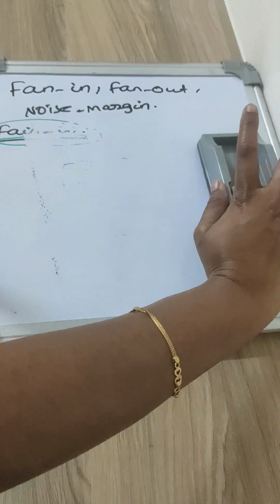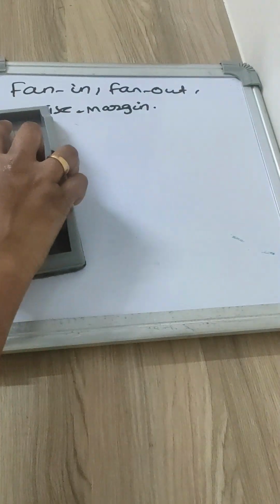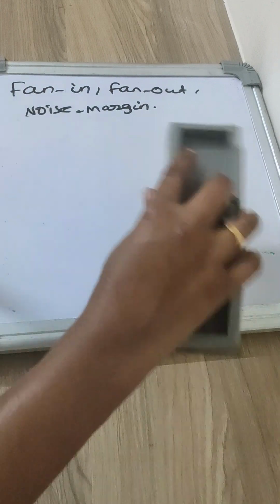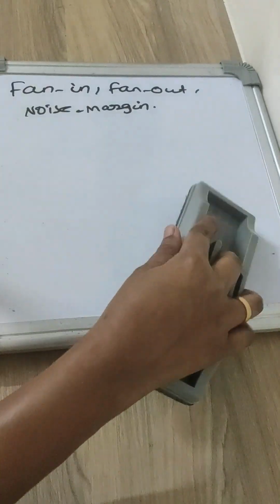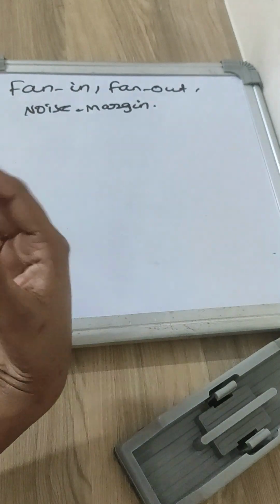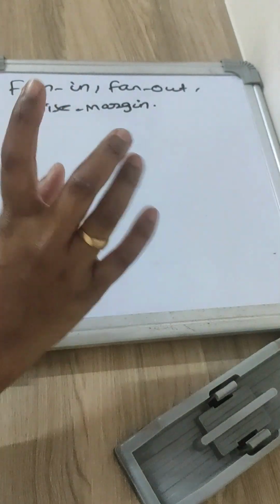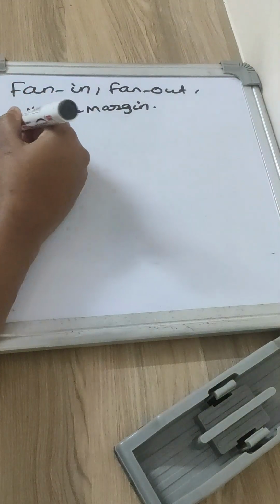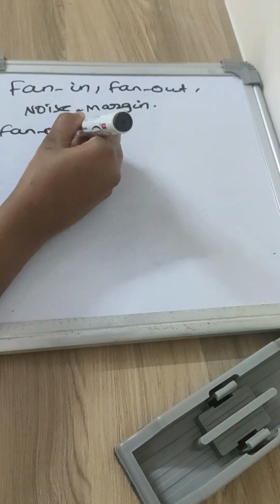How the number of inputs is decided: it is decided based on the internal logic, and also based on a lot of cell properties. So the number of inputs a particular cell or gate could take is the fan in. Then we'll talk about the fan out now.